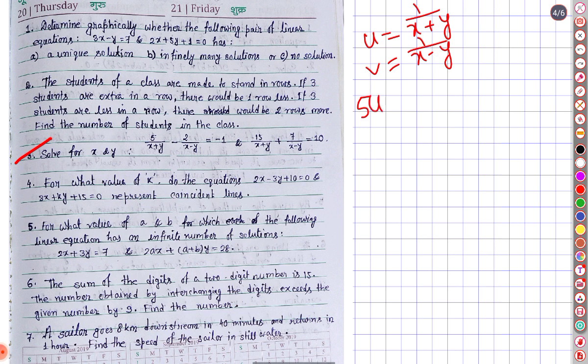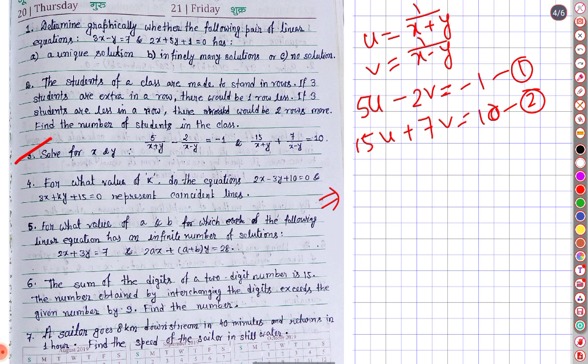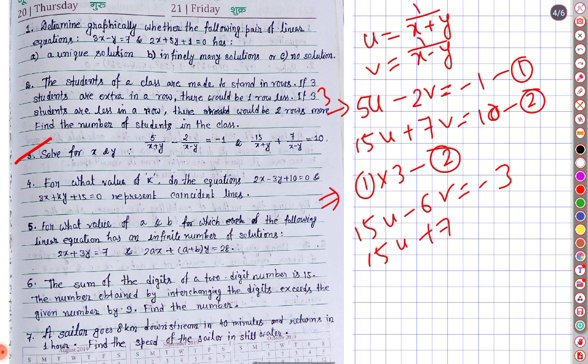Then the whole system is converted to 5u minus 2v is equal to minus 1. Another equation is 15u plus 7v is equal to 10. This is equation 1 and this is equation 2, right? You can see this is 15 and this is 5, so we can multiply the first equation by 3 and subtract the second equation. Multiplying by 3, we get 15u minus 6v is equal to minus 3. Now 15u plus 7v, we are not multiplying anything with the second.